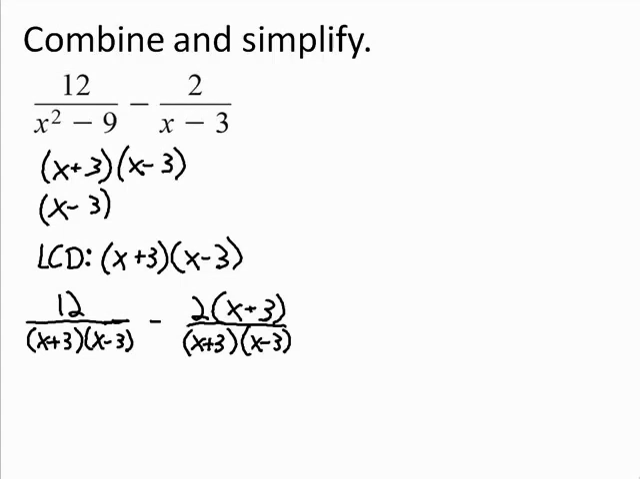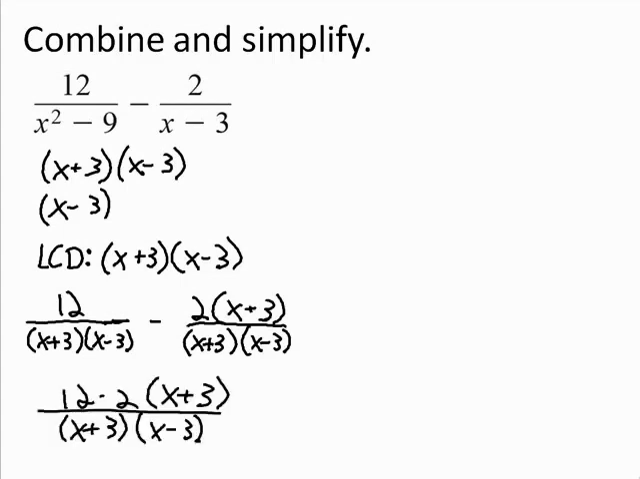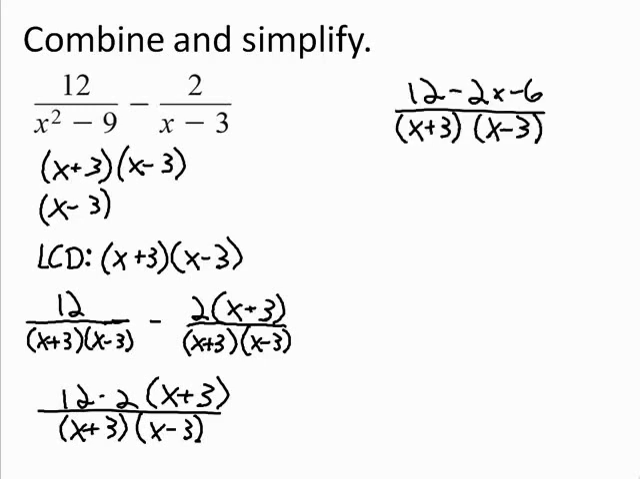Now that each term has the same denominator, you can subtract the numerators. You are left with 12 minus 2 times the quantity x plus 3 divided by the quantity x plus 3 times the quantity x minus 3. Distribute the negative 2 to the quantity x plus 3. 12 minus 2x minus 6 divided by the quantity x plus 3 times the quantity x minus 3. Combine like terms. Subtract 6 from 12.